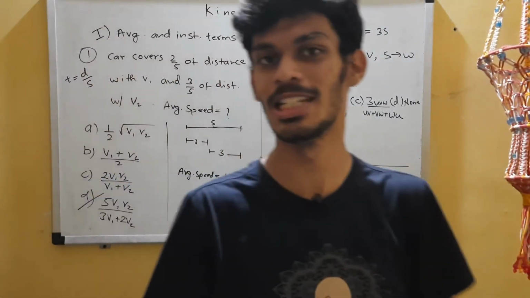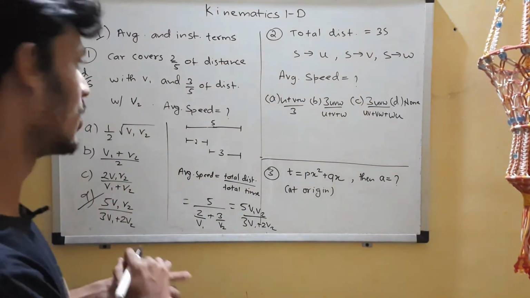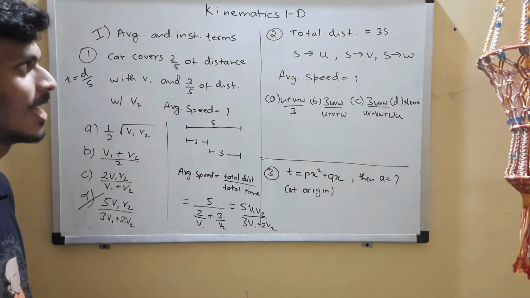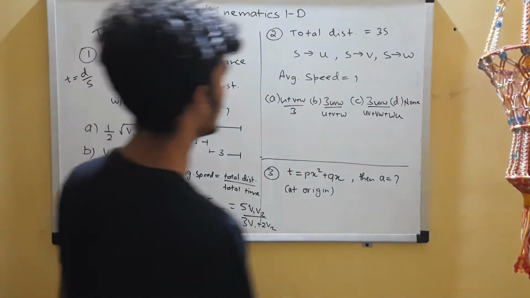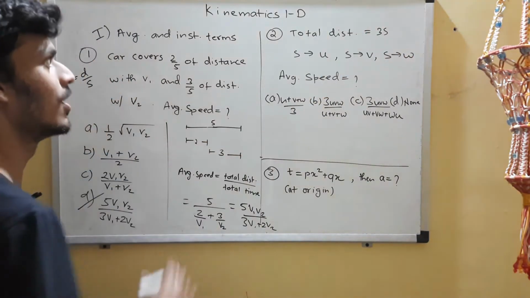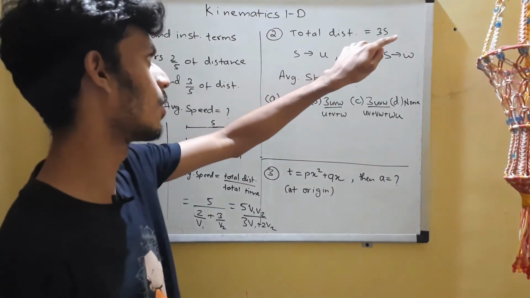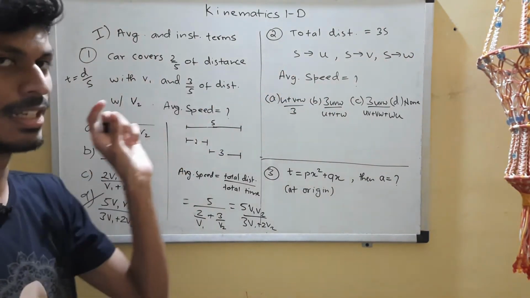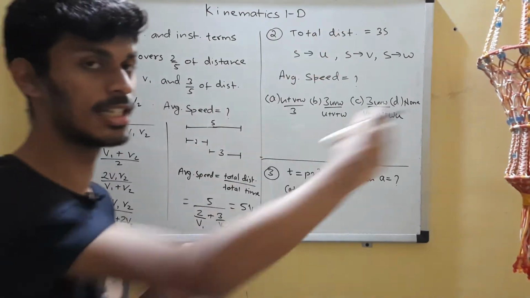Very straightforward question, as you can see. If you didn't get it, let's try it again. Let's try speed running it now. Here they have already given you the total distance as 3s. So it travels a distance s, and the total distance is 3s.